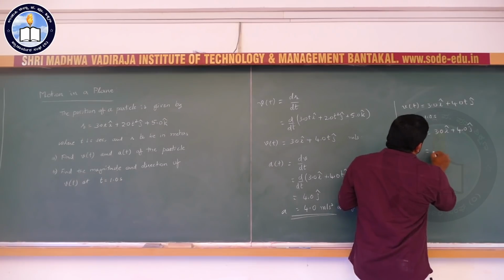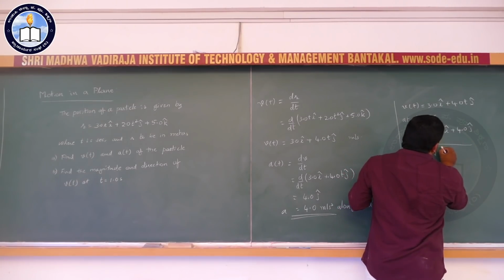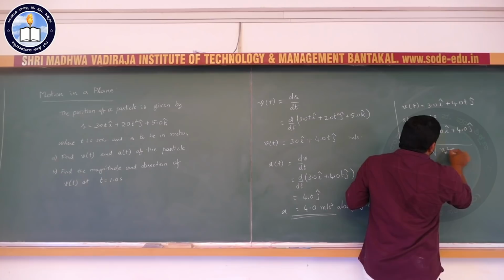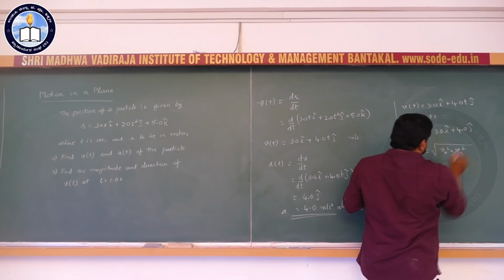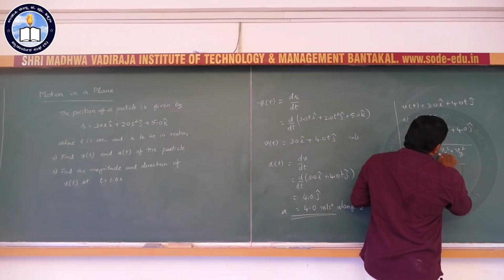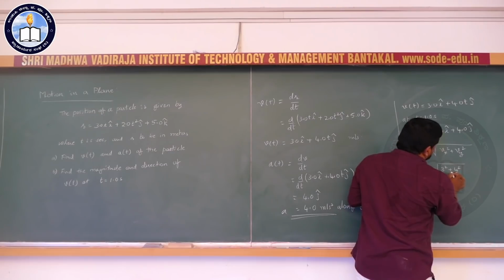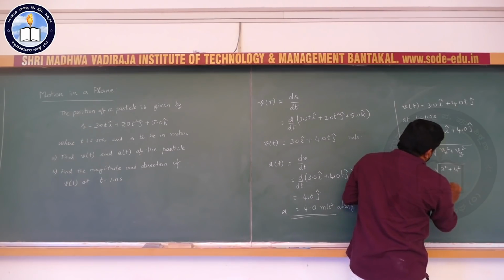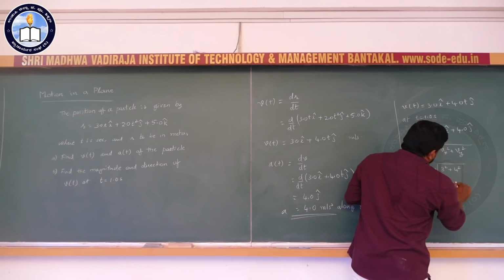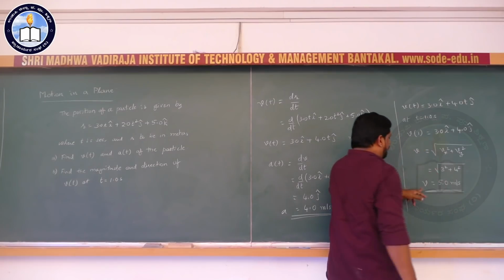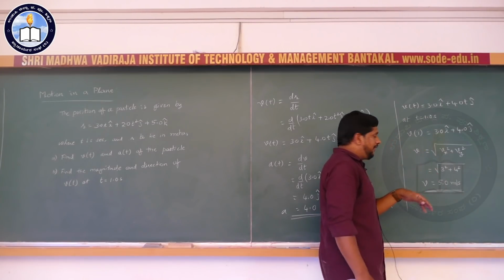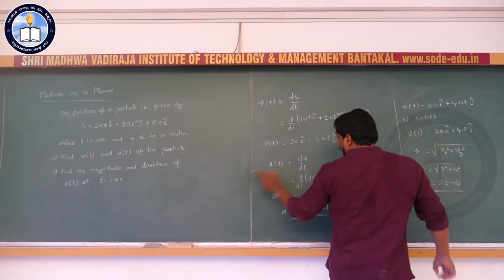Therefore the magnitude of velocity will be equal to the square root of Vx square plus Vy square. So this is 3 square plus 4 square, so 9 plus 16, square root of 25. So V will be equal to 5.0 meter per second. This is the magnitude of velocity at time t is equal to 1 second.